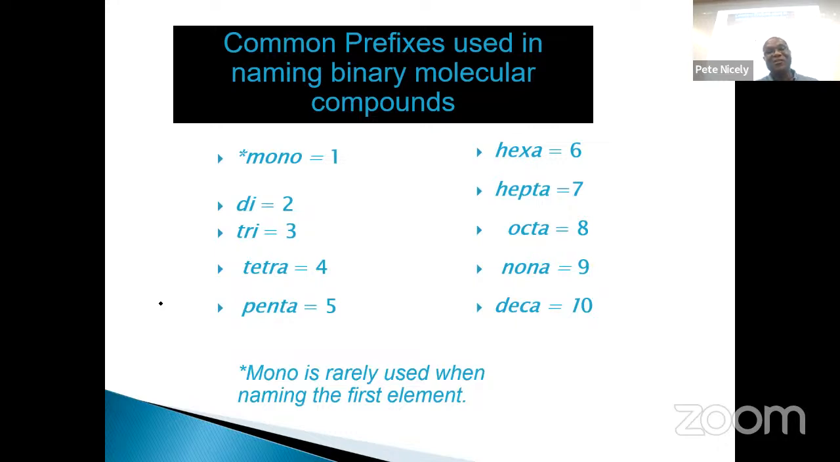As I said before, mono, we don't use it if the first element represented in the formula has only one atom of that element in the formula, all right? And also if hydrogen is present as the first element, then there are no prefixes used whatsoever. We're going to see some examples of this shortly, all right? But you need to know these prefixes, right? These prefixes, you need to commit to memory, right? Because this is what you're going to apply to naming these binary molecular compounds. And they're very important because they indicate the number of atoms of the particular element in the molecule of the compound. Okay, can I move on? You're writing this down? All right.